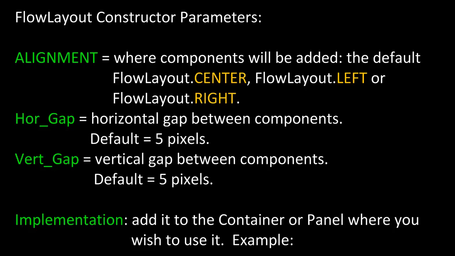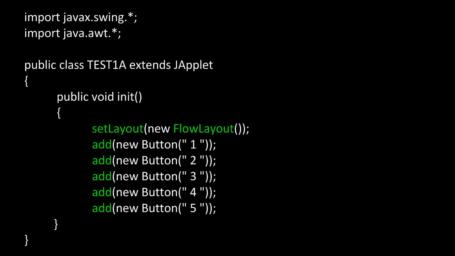For example, the way some programmers do it, including NetBeans, is to simply call the method or function setLayout, and then as a parameter or argument to that method, instantiate a new FlowLayout object, like we're doing right here.